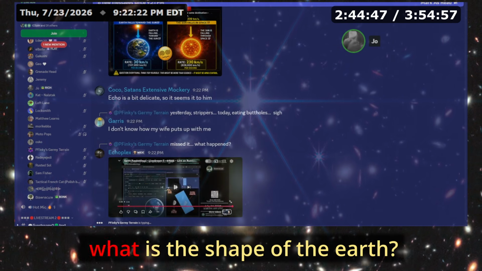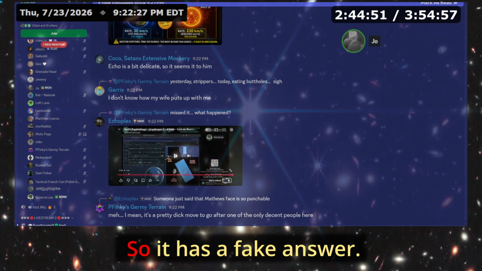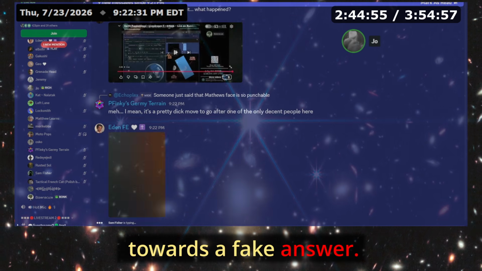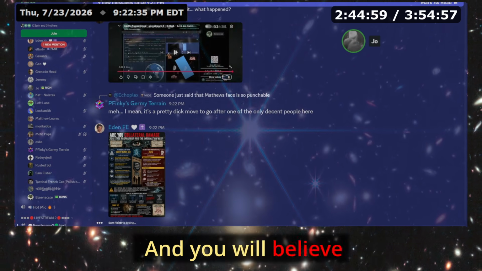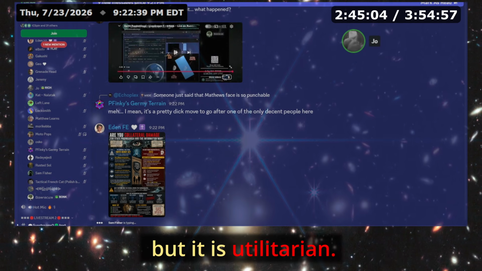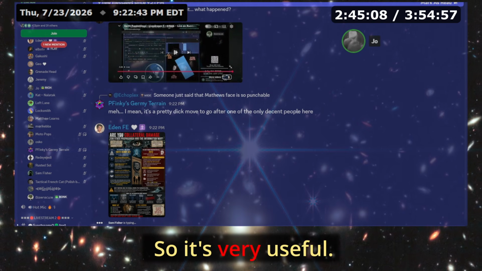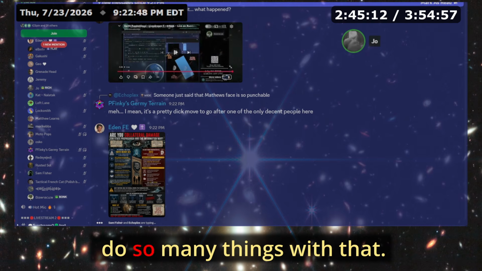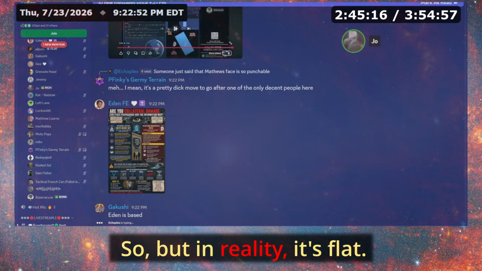Like if you have a question, what is the shape of the earth? Of course there is no shape of the earth, because earth is a realm, right? So it has a fake answer. It will deceive you towards a fake answer. It will lead you towards a heliocentric globe earth model, and you will believe the earth is a globe. And it is an illusion, but it is utilitarian. So you can use that globe earth model in your daily life. It's very useful. You've got a globe earth map where you can do so many things with that. Pragmatic, right? Yeah. But in reality, it's flat.